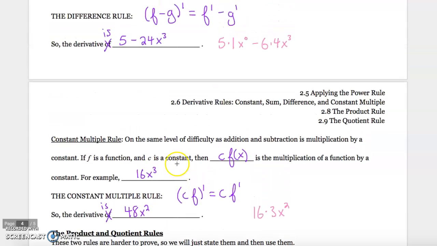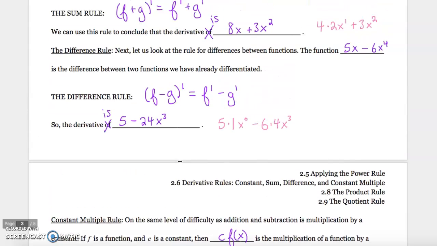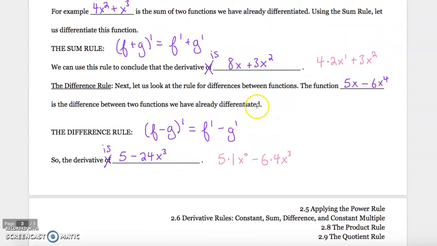All right, so those are the rules that you have to know, at least in order to do the first practice. And you 100% have to practice power rule a lot of times because it's going to show up in any derivative problem you have, okay? So let's go ahead and do that.